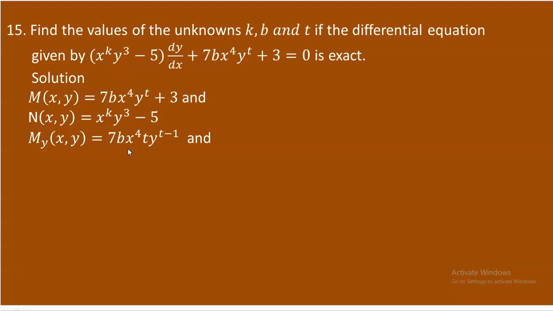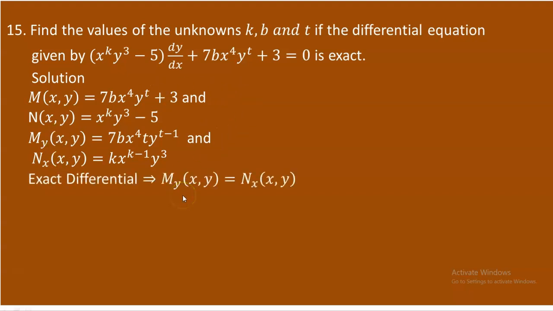Now let's perform the partial derivative of N with respect to x. Look here, x to the power of k y cubed minus 5. So this k comes down. The partial derivative of N with respect to x is going to be k times x to the power of k minus 1 y cubed. Since the 5 is constant, it will be 0. Now My is the same as Nx. If My is the same as Nx, it will be exact. So let's equate the two, since we have been told that the given differential equation is exact.